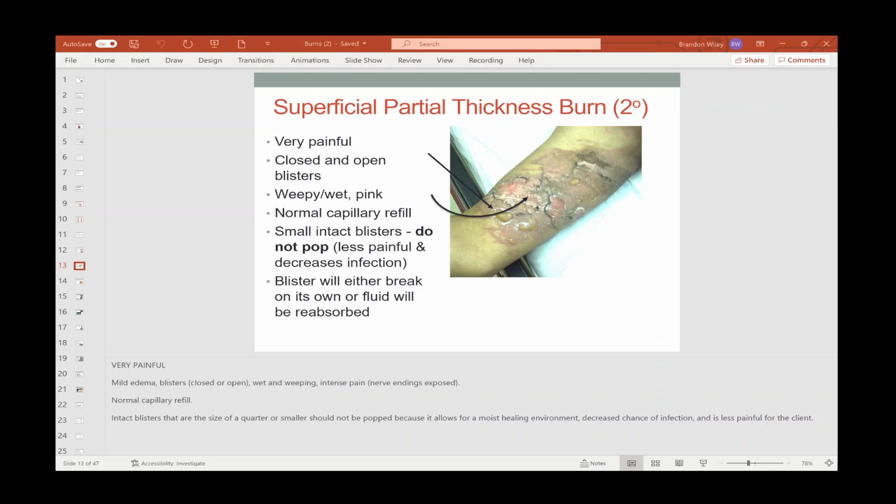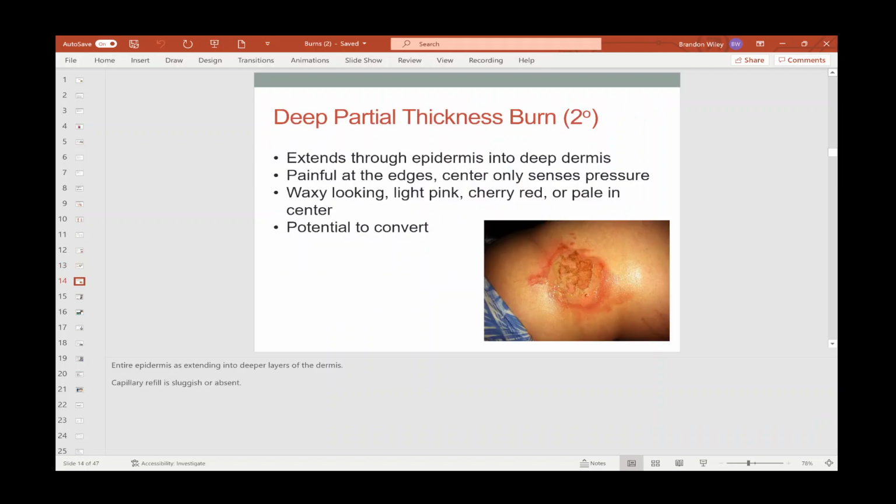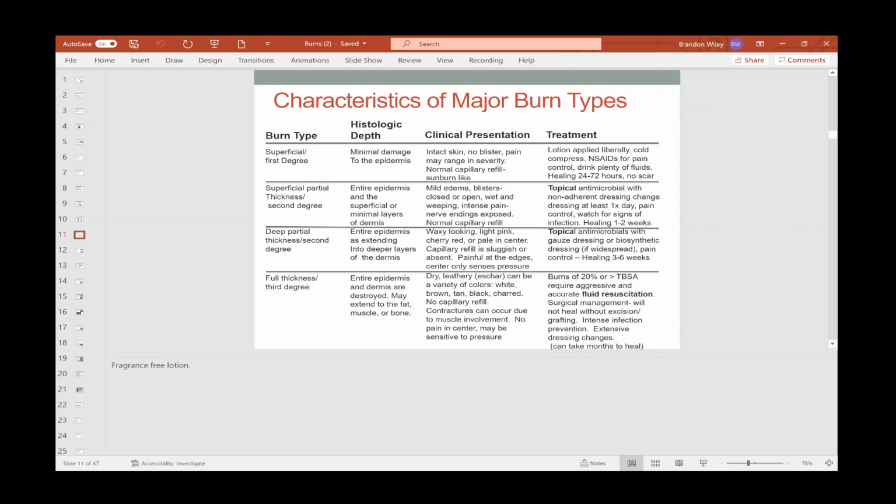If they break on their own, then that's when we actually start putting some stuff on there to make sure that we're protecting ourselves from infection. So your deep partial thickness, now we've gone through the dermis, most of the dermis here. And you can see the red areas, that's where you're having a lot of the pain. But if I pushed in the middle there, I would have little to no cap refill. And you can feel pressure, but the pain is on that surrounding tissue, not on that middle tissue.